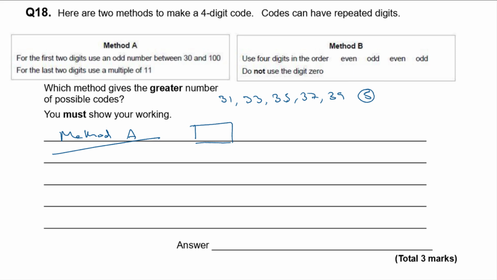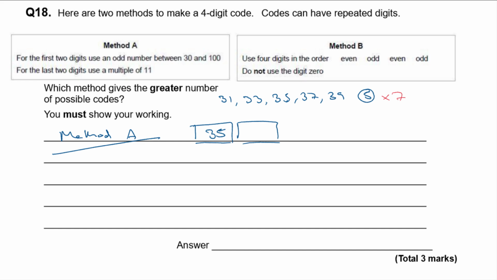So if I take that 5 in each block of 10, and then I've got the 30s, the 40s, the 50s, the 60s, the 70s, the 80s, the 90s, so that's 7 spans of 10 of those. So if I times that by 7, that means I'm going to have 5 times 7. I'm going to have 35 different possible odd pairs between 30 and 100 then, aren't I? Okay, so I've got 35 choices for those first two numbers, and for the last two digits I've got a multiple of 11.